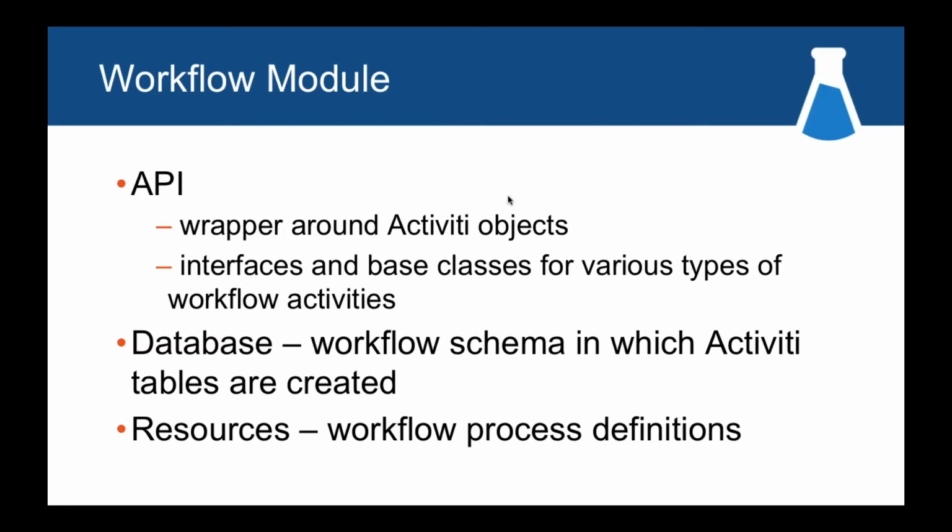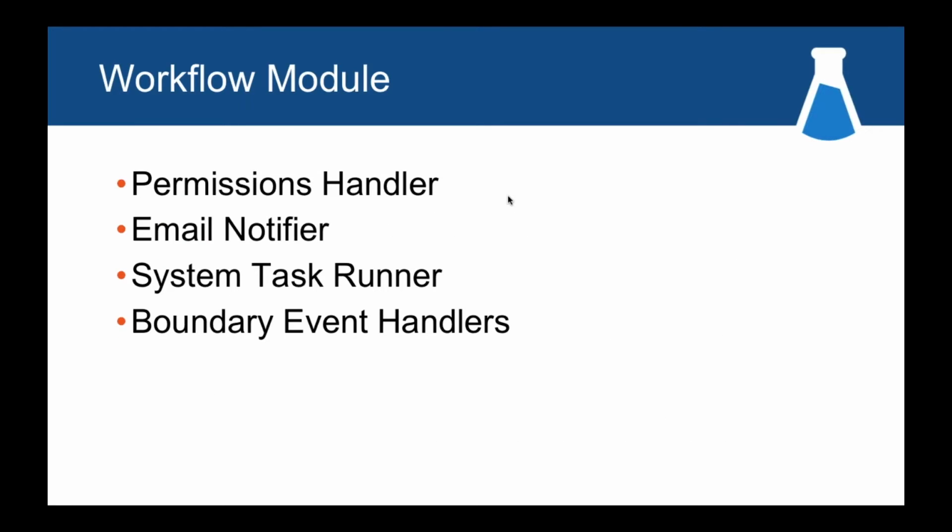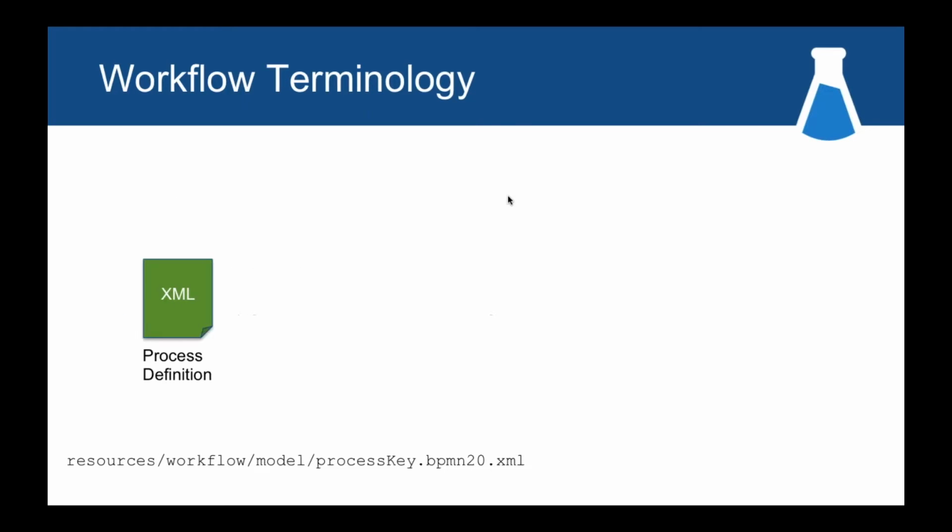And then there are resources where in the workflow module itself, we have a couple of just generic workflow process definitions. But generally, if you are incorporating a workflow, you will put that resource in your own module. So as I mentioned, there are permissions handlers that you can register, and there's email notification, and there's system task runners, and boundary event handlers, and other things that you can use within the API. And we are expanding these as we have need for them.